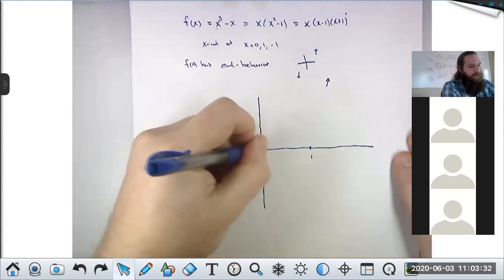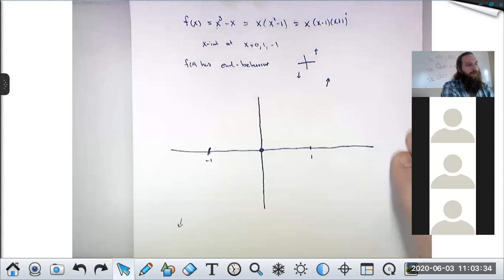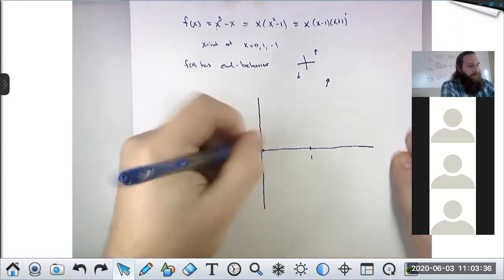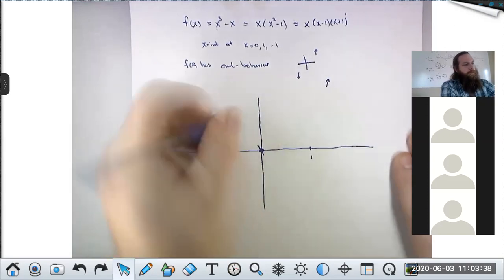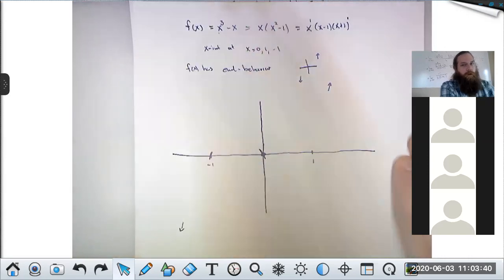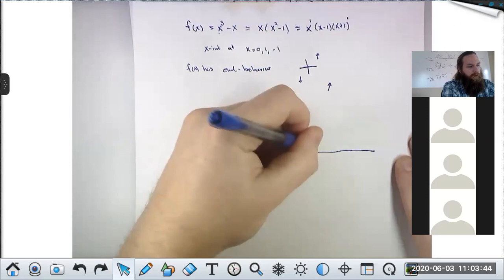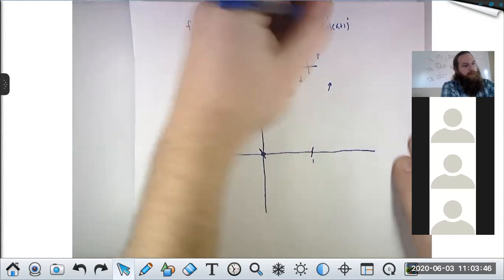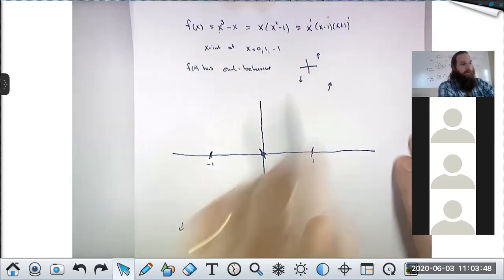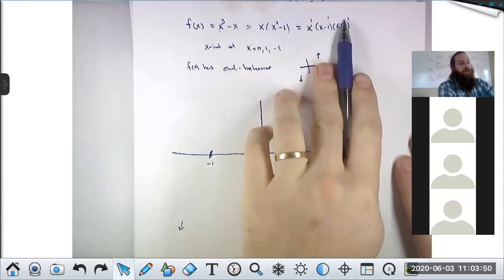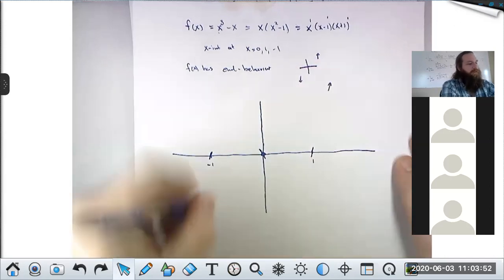I've got a root here at 0, an x-intercept right there. So it will cross like this there, again, because this is a multiplicity 1 factor. And then when I get over here, I have to cross like this, because this is a multiplicity 1 factor. If any of these multiplicities were even, then we would bounce off the x-axis there.